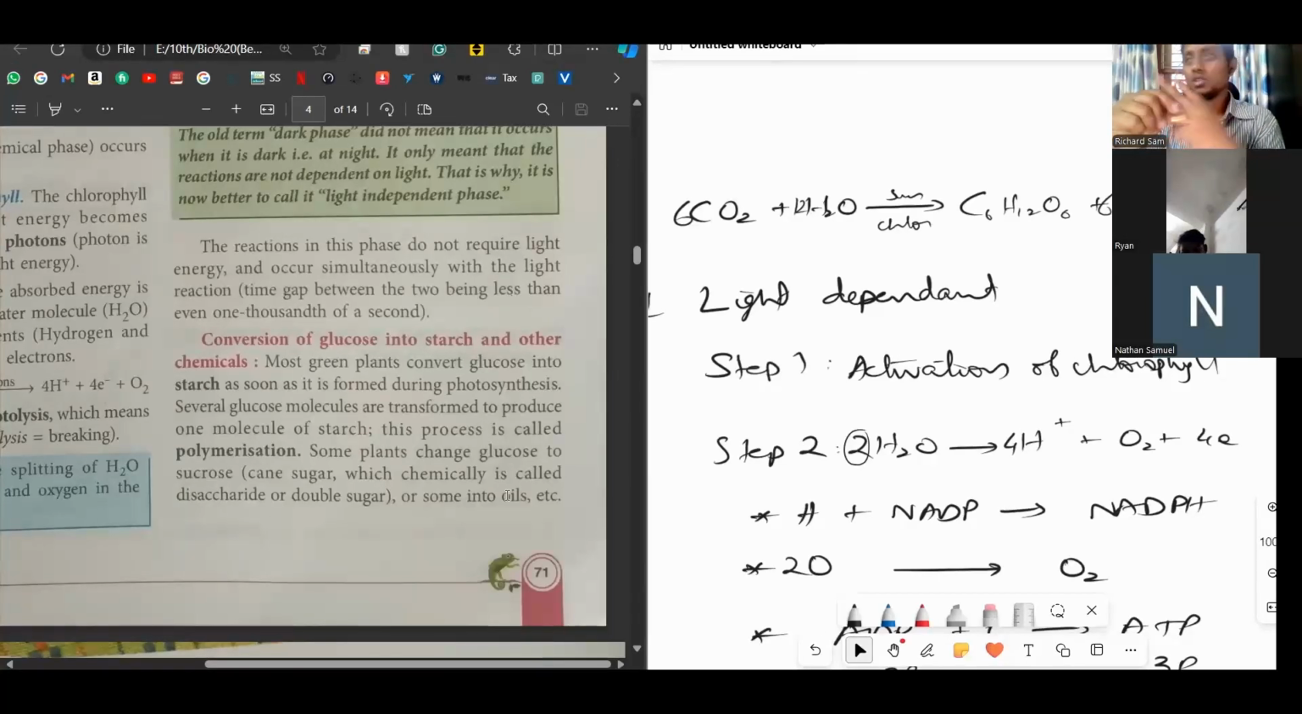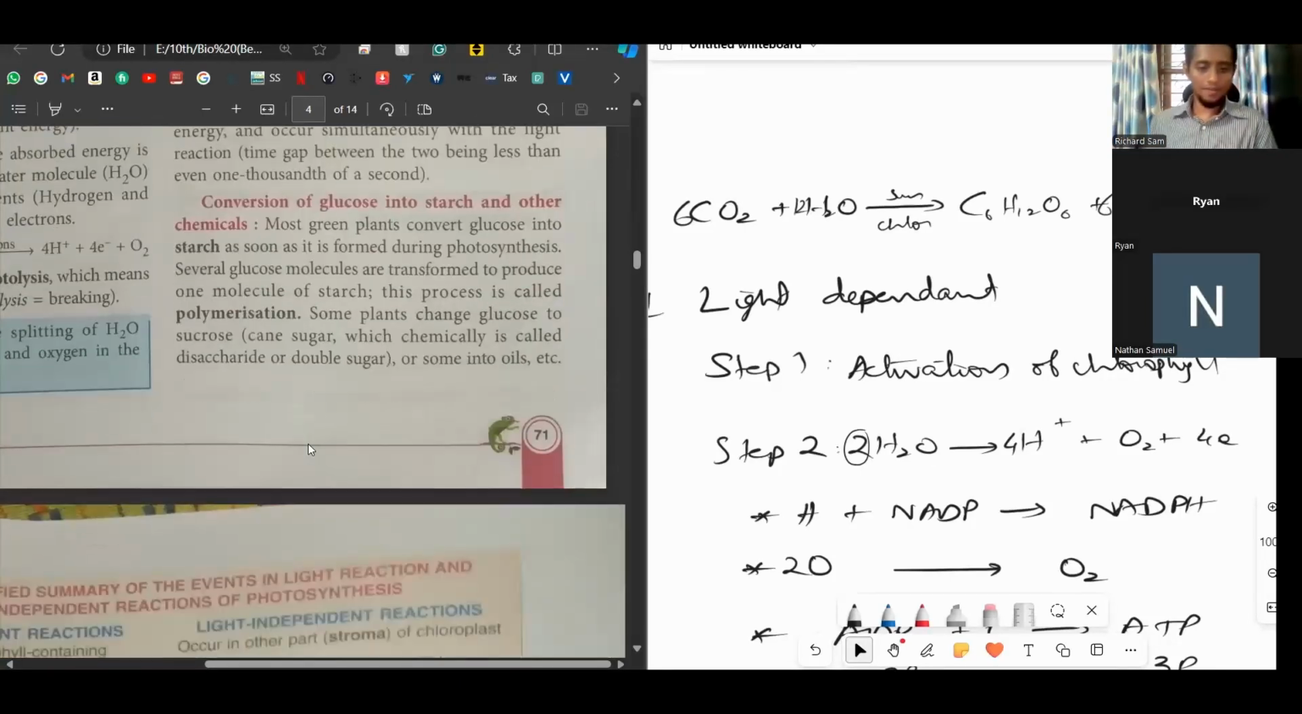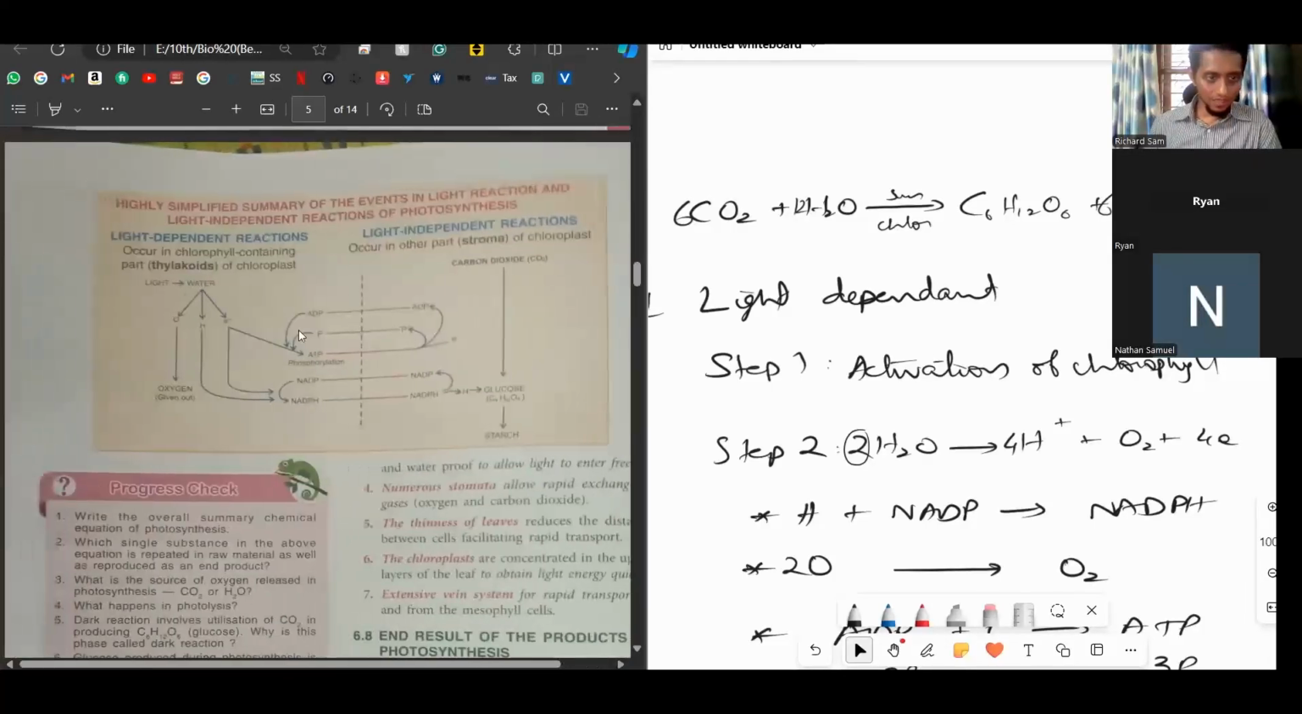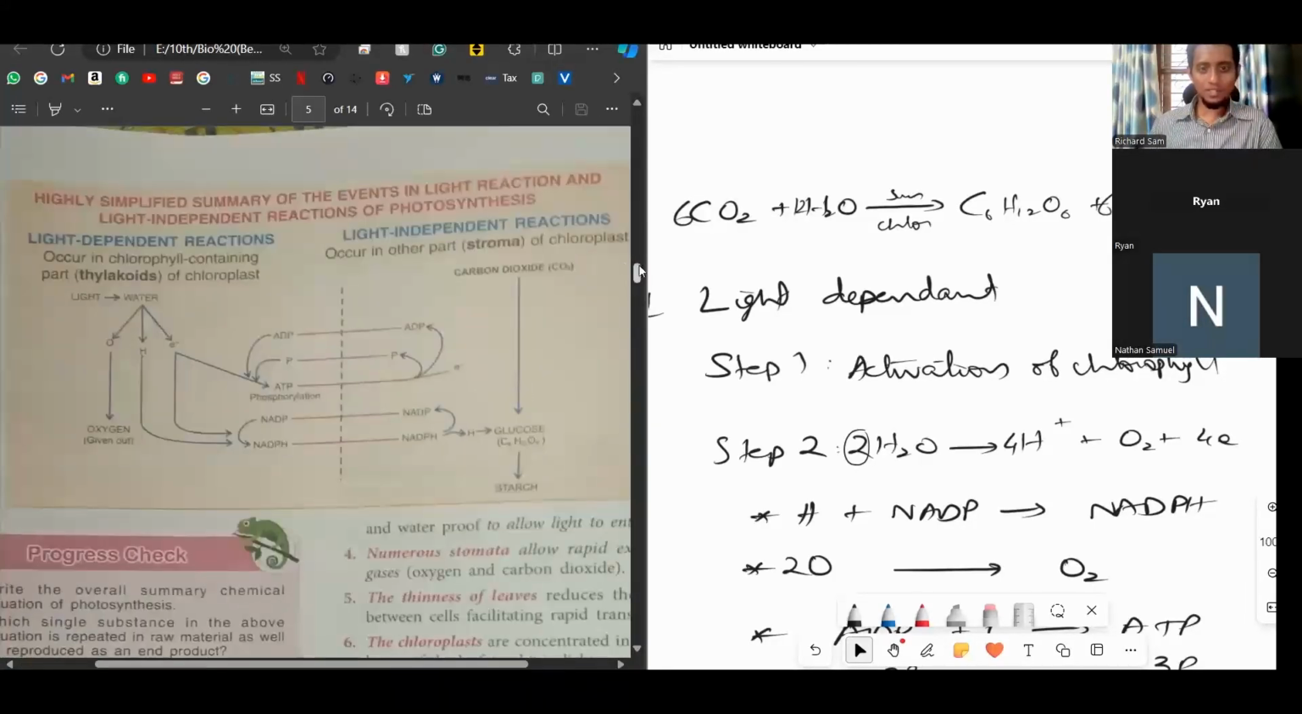And sometimes the glucose gets converted into oils, fats, like avocado. What is avocado made up of? What is the nutrient you get from avocados? Fat. It's mostly fats. Okay, if you want fats from vegetarian food, you have to eat avocado. Or yeah, nuts and oils. But avocado has a lot of fats. Yeah, so it is the glucose that gets converted into these oils and fats. Okay, that's all that happens in light independent reaction.